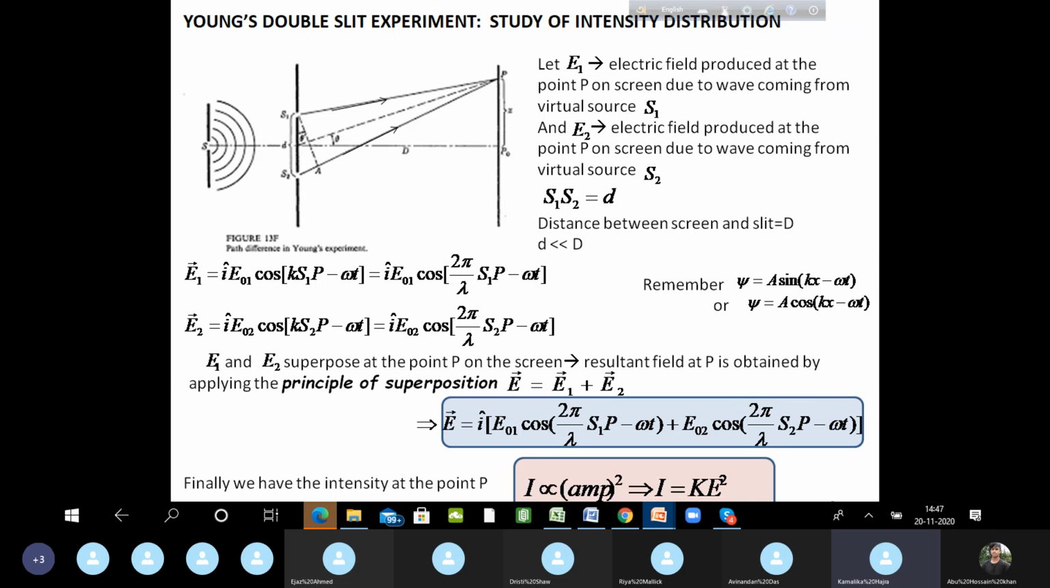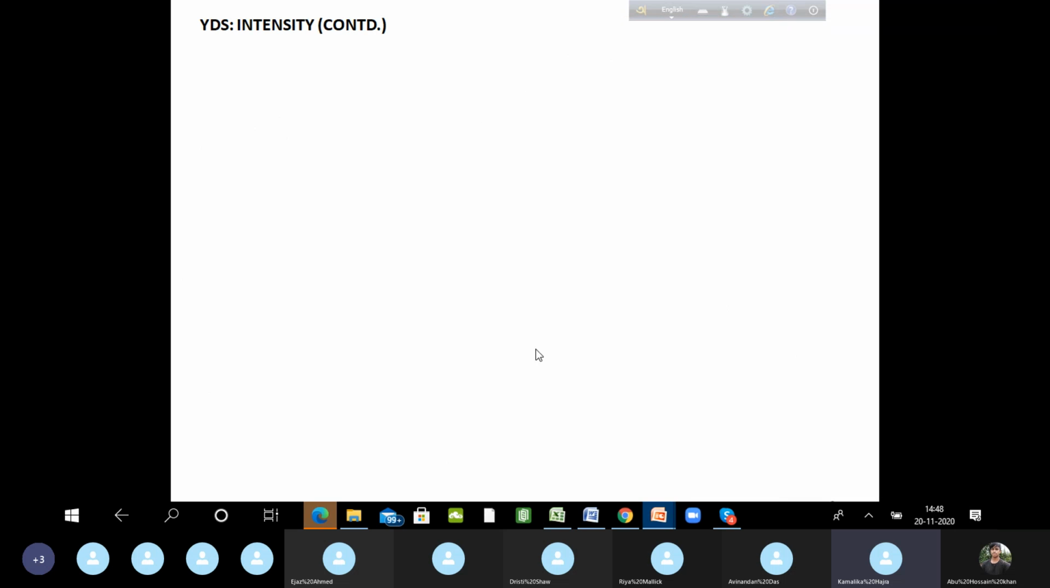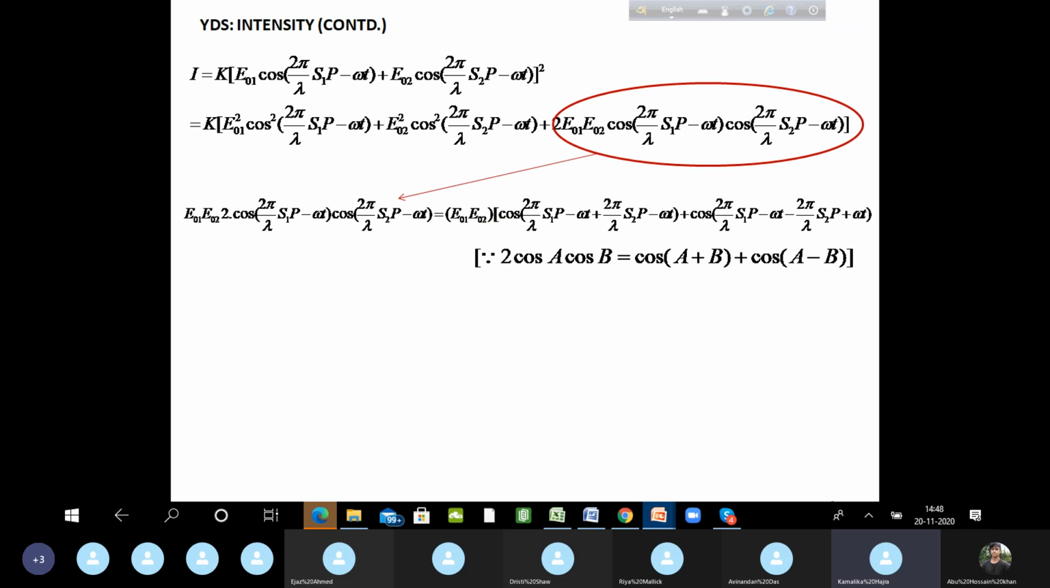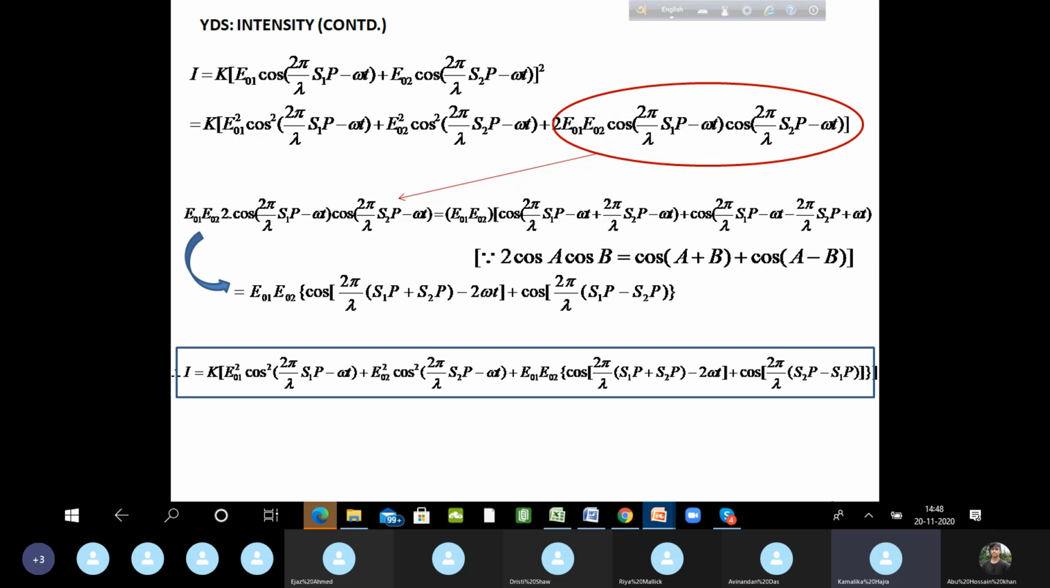And so we know that to get the intensity, we have to get the square of the amplitude. So we've got the resultant field. We have to take the square of its modulus in order to get the intensity at any point P on the screen. So we do the mathematics. I hope I don't have to explain the mathematics now. We've used for this portion 2 cos A cos B equal to cos(A plus B) plus cos(A minus B). So we have this expression of the intensity.